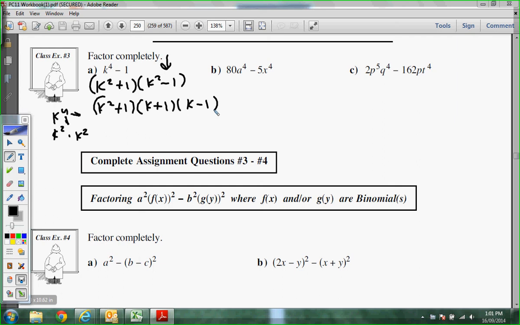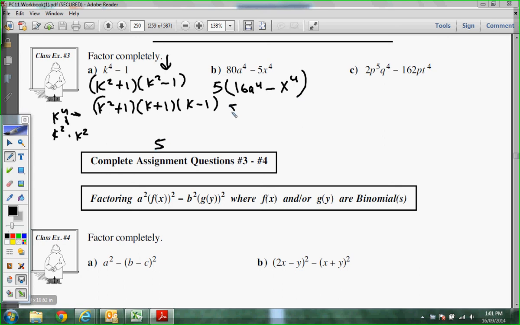Yeah, making them by GCFing. Pulling a 5 out, I think I heard. So pull a 5 out. If I pull a 5 out, that makes it 16A^4 minus X^4. Now we feel more comfortable? Okay, they are different letters. The letters don't really matter, because is A^4 a perfect square? Yes. Is X^4? Yes. So the 5 just kind of hangs out. It's always going to be down here, your answer at the end.